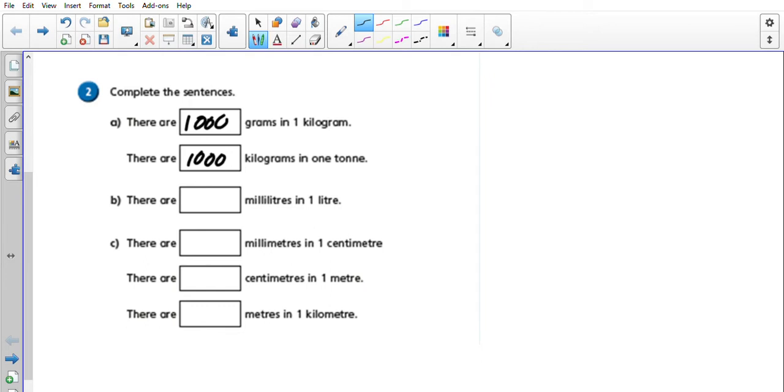There are millilitres in 1 litre. There are 1,000 of them. There are 10 millimetres in 1 centimetre, and there are 100 centimetres in a metre, and there are 1,000 metres in a kilometre. Okay, that's worth remembering there. 10, 100, 1,000.